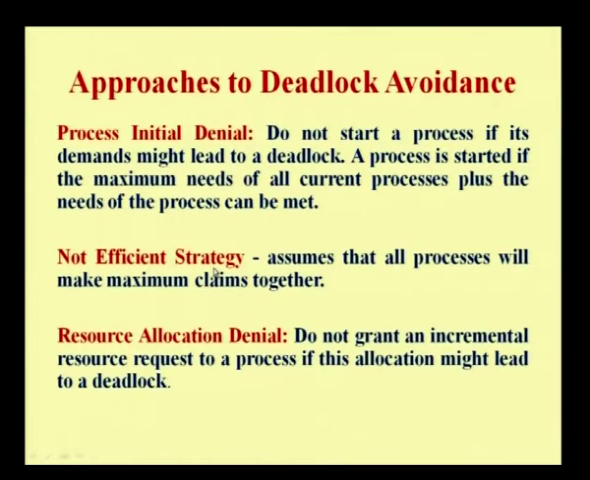So we need to accommodate even. So again, as a second point, this states that the not efficient strategy assumes that all processes will make maximum claims together, as all the employees will be demanding or urging the government to give them 25%, wherein the government has given only 8%.